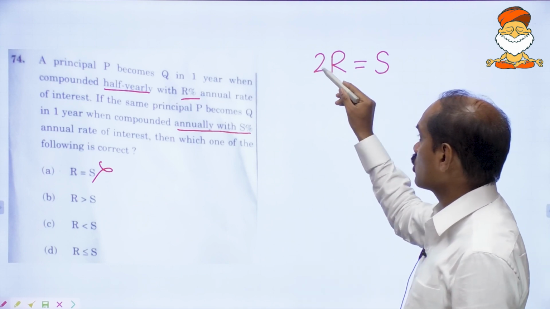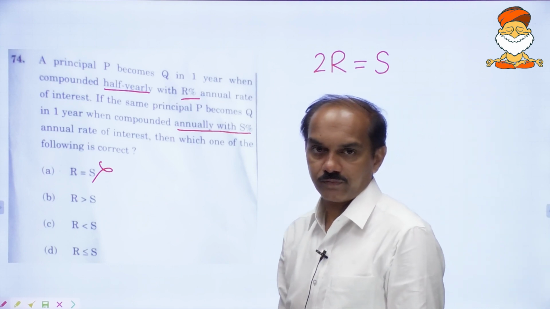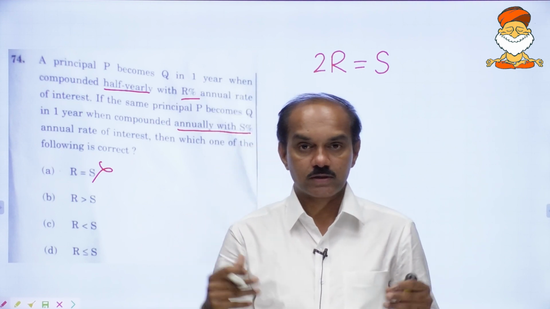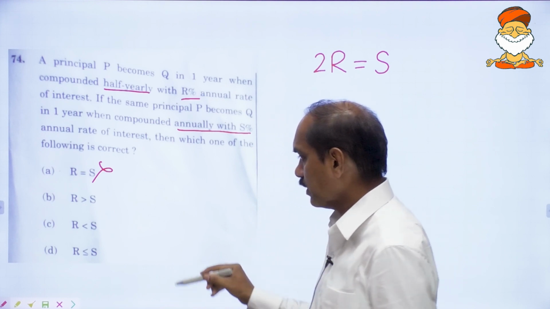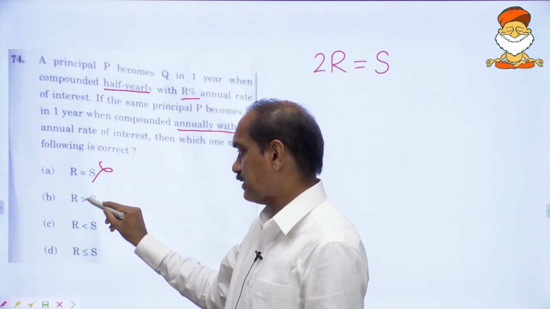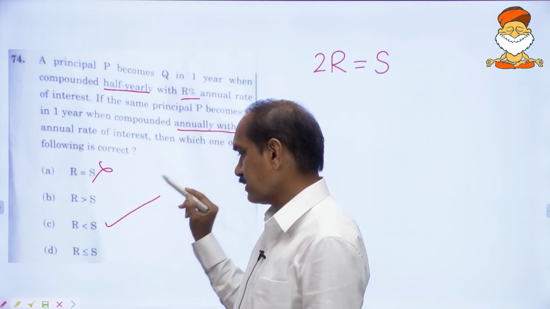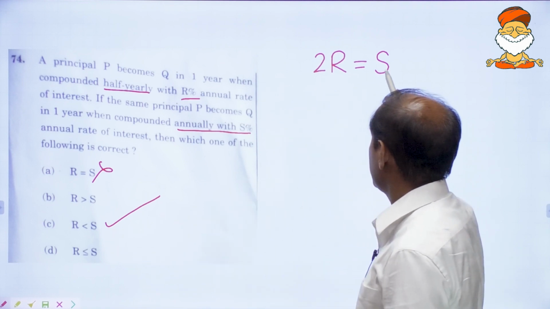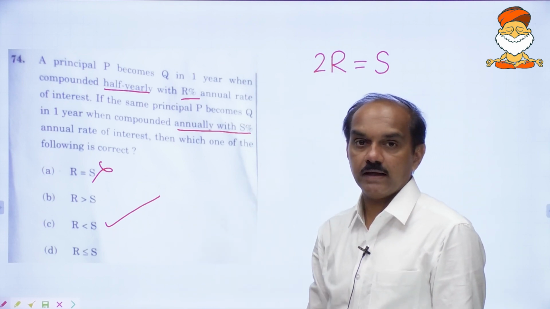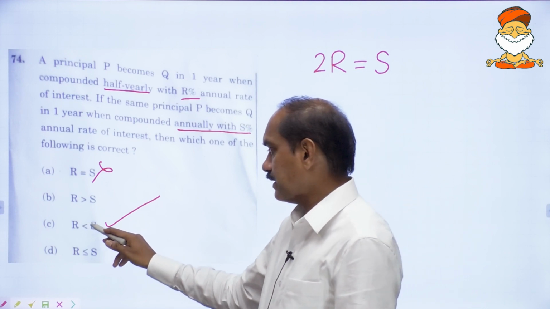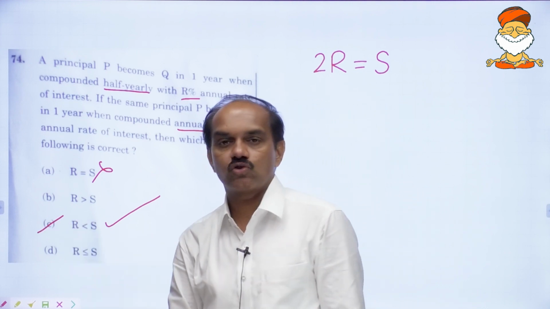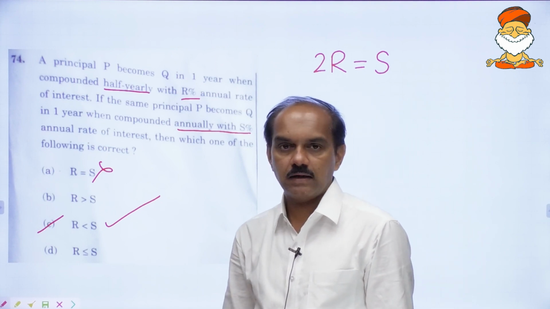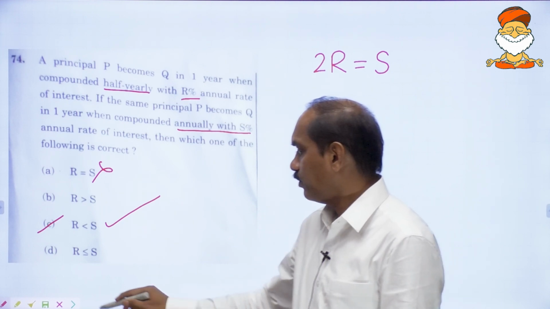S is twice that of R. What is S? S is double of R, meaning S is obviously more. S is more, R is less. Yes, this is the correct answer. R is less than S. S is double of R, meaning S is more, R is less. R is less than S. The third option should be marked. Okay, though it looks a bit tougher problem, hardly we have done anything here. Moving on to the next one.